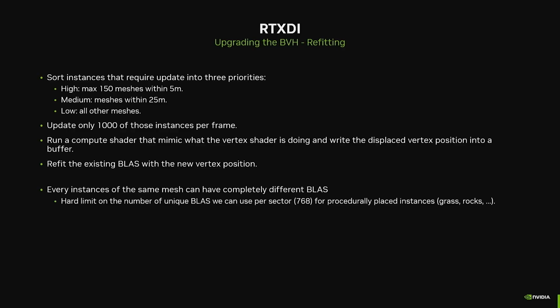So as you can imagine, it means that every instance of the same mesh, like every blade of grass, is animated independently. So every one of those will need a new, unique BLAS, and also all of those will need all those 4 LODs at some point or another. So this can be a really big strain on VRAM usage, so we've put in place a hard limit on the number of unique BLASes we can have per sector for those procedurally placed instances such as grass, which is 768 maximum BLASes.